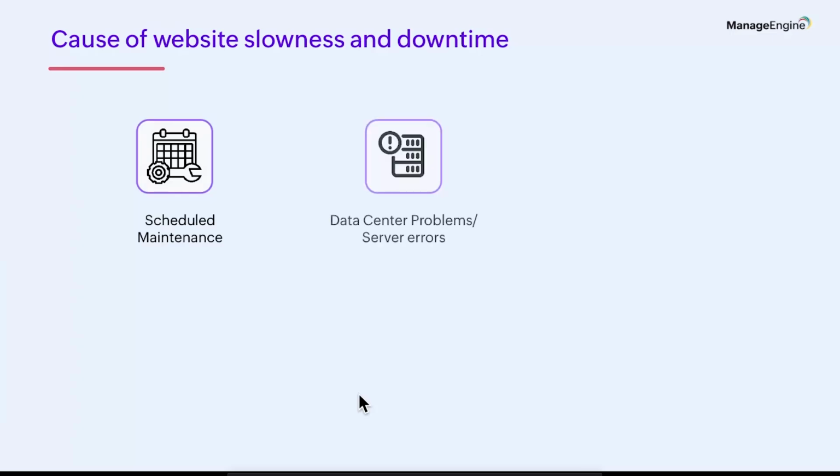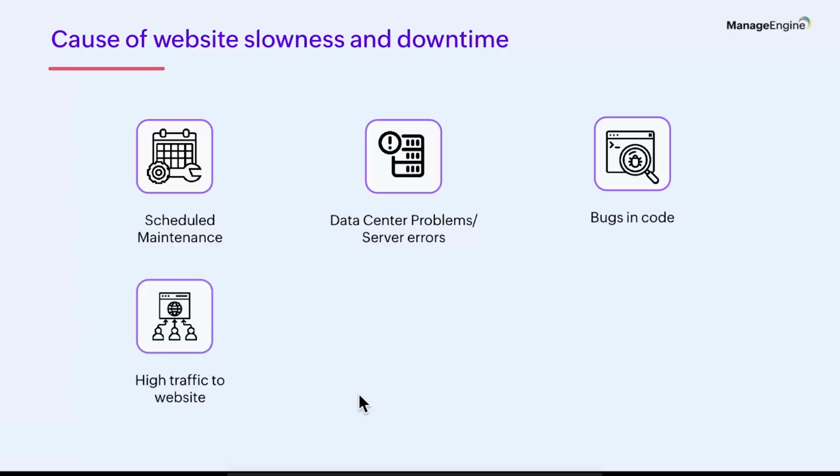Then we have data center problems or server issues. If there is any issue with your server malfunctioning or hardware issues, the request from the user may not even reach the server. That again slows down your application and creates a negative digital experience. Thirdly, there may be bugs in the code which may cause errors and prevent the site from loading or might cause slowness as well. And fourth, the website may be experiencing high traffic, especially if you don't have proper load balancing mechanisms. There might be a huge traffic surge and your applications may effectively slow down for many users.